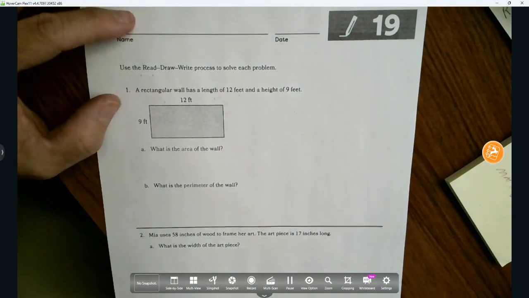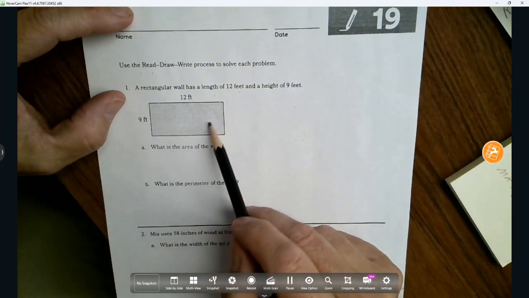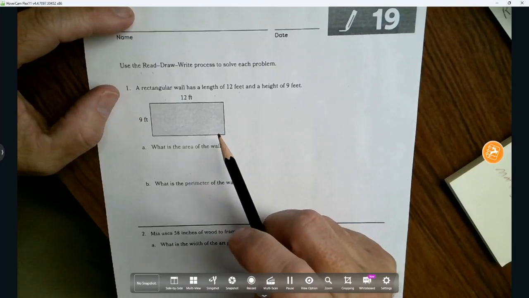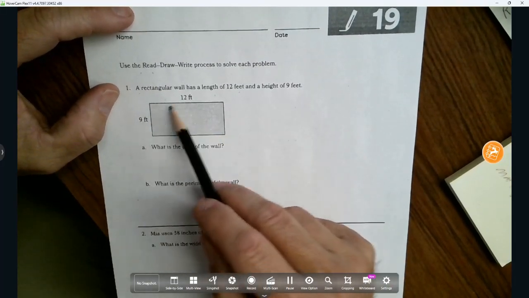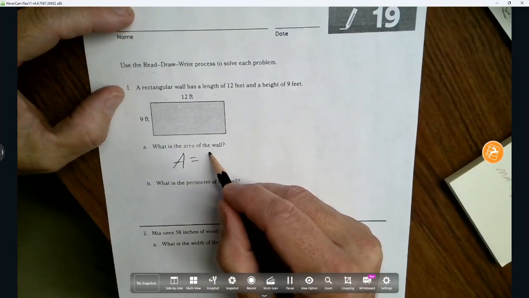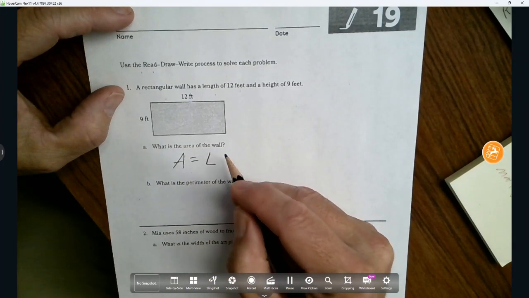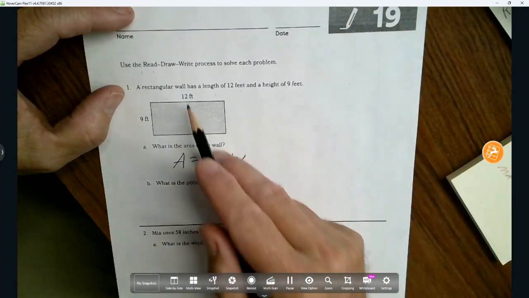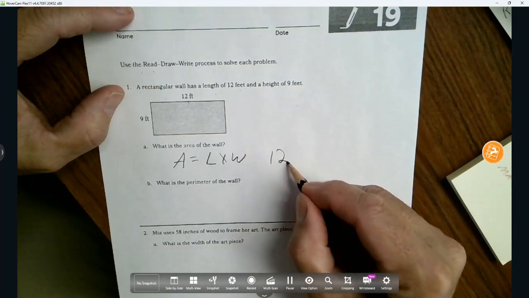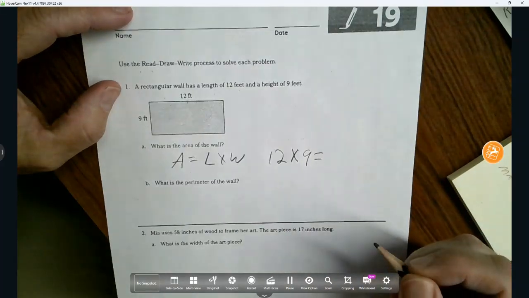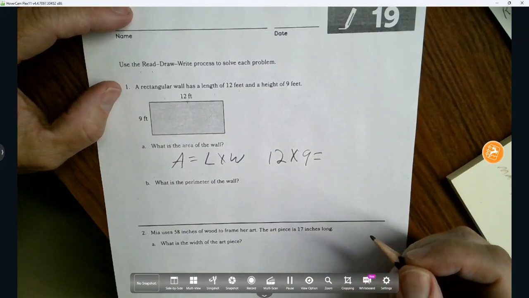So we want the area. The area is this space in here. It's inside our rectangle. Okay? So the area is in here. So our area equals length times width. All right? So our length is 12 feet times our width is 9 feet. So now we need to solve 12 times 9.